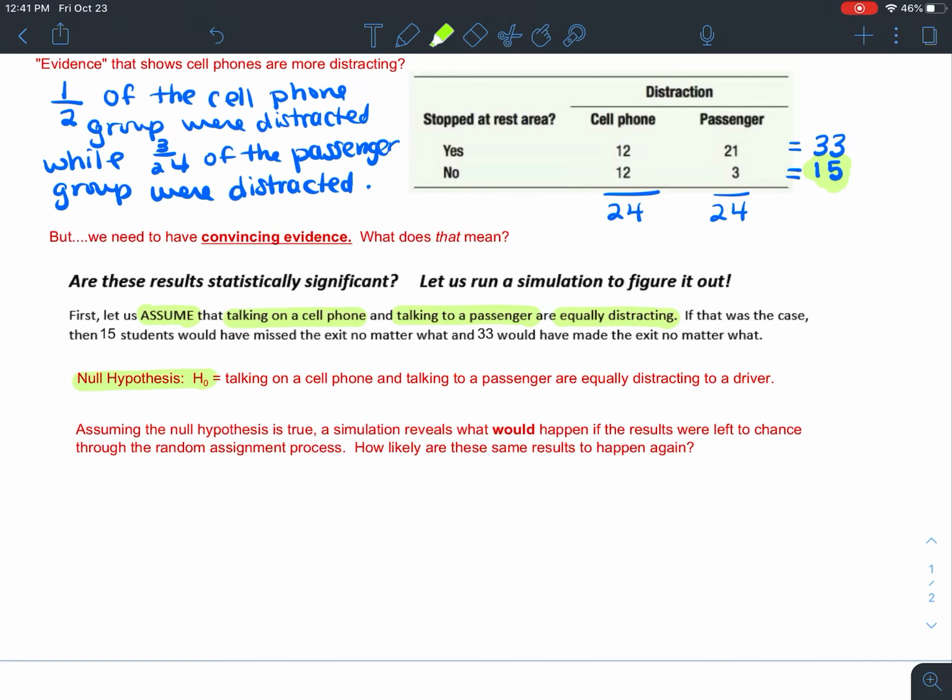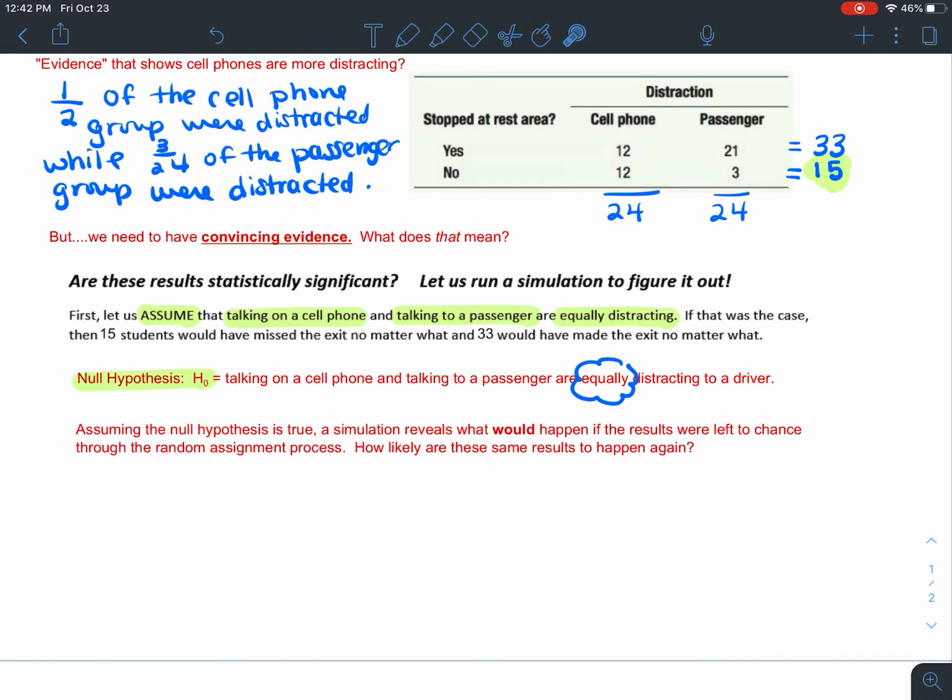Okay, so our null hypothesis, as they would refer to it in a science class, and as we will refer to it later in the second semester, is that talking on a cell phone and talking to a passenger are equally distracting. Okay, and so we're going to run our simulation under the assumption that that is actually true. Okay, and we're going to see if the evidence shows something different. Okay, so we want to see, well, what's going to happen if the results are completely left up to chance?